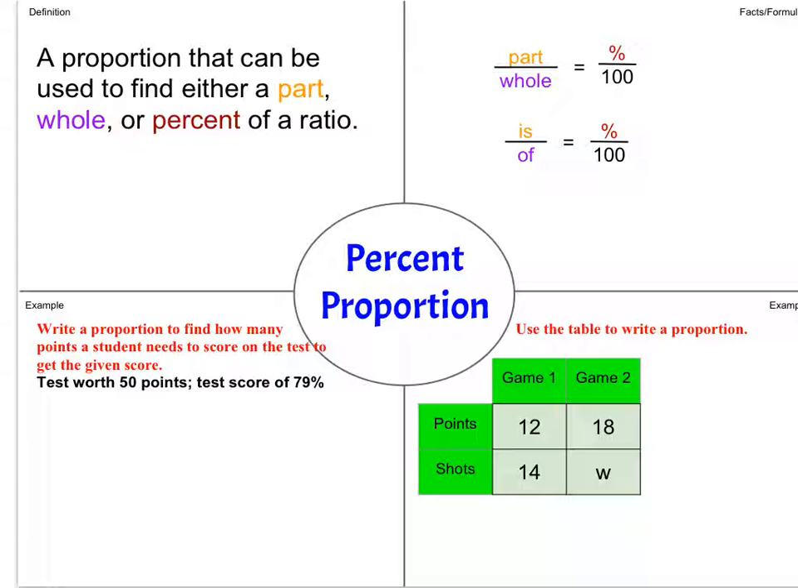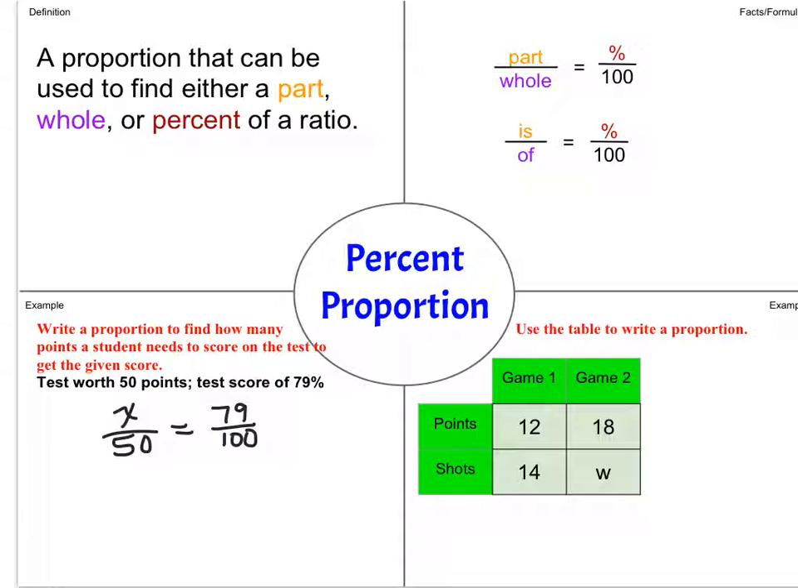Now let's go ahead and take a look at our first example. We need to find a proportion to find how many points a student needs to score on the test to get the given score. So our given score that we're trying to find is 79%. The test is worth 50 points, so that's the total. So we'll put 50 as our whole. 79% obviously represents our percent, so that's going to be 79 over 100. Therefore, the number we're trying to find is the part.